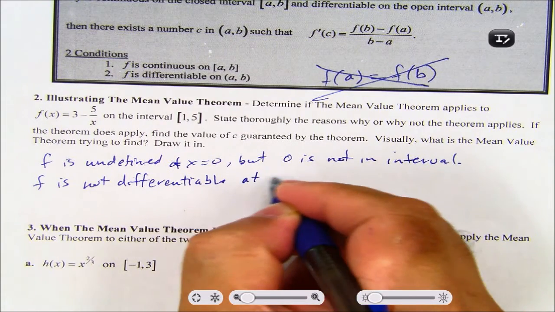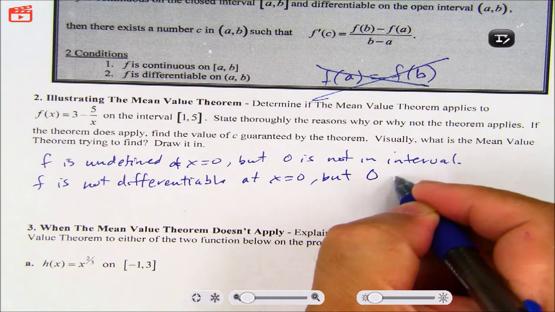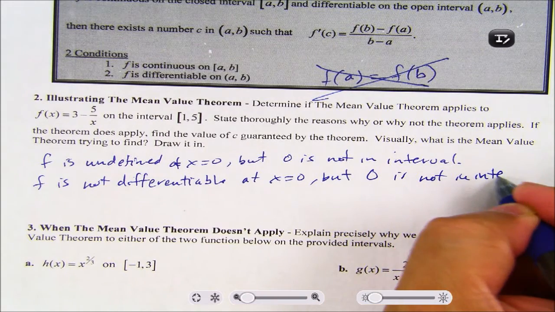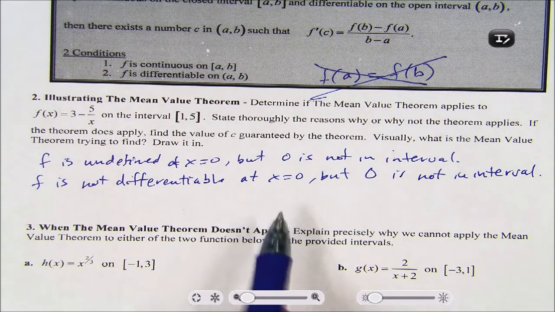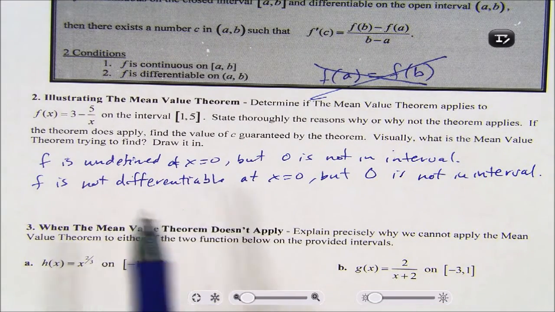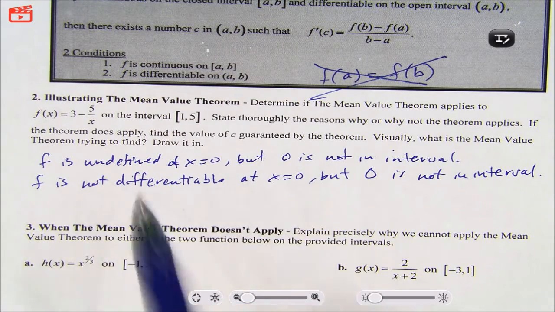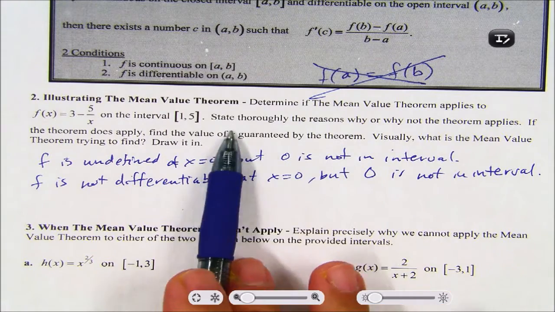At x equals 0, but 0 is not in the interval. So this is overkill. Okay? So this is me being sure that they understand that I know what the requirements are. But on the AP test, if you just said it's continuous and differentiable on 1, 5, that's enough. I have noticed that that's been enough. But this says state thoroughly, so I did.